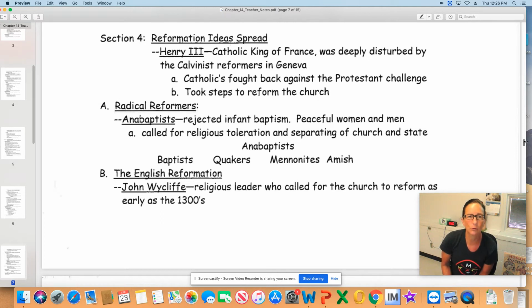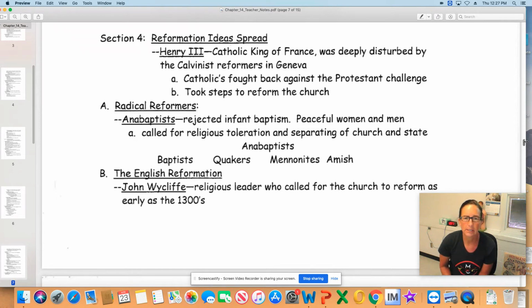All right, Section 4. Reformation ideas spread. Henry III, and then we'll get to Henry VIII. Henry VIII is an interesting guy. Henry III, he was a Catholic king of France. Remember, if you're the leader of a country, you determine whether a country is going to be Catholic or Protestant. Henry III is Catholic, and he's the king of France. And he was deeply disturbed by the Calvinist movement, John Calvin, and the reformers in Geneva.